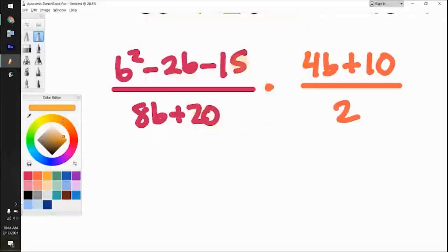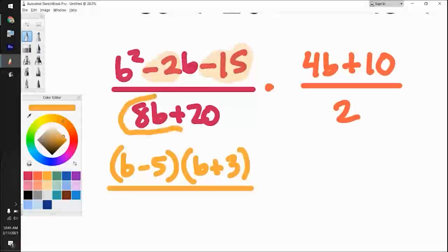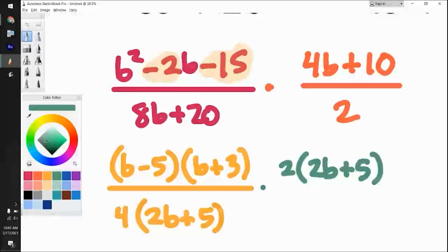You're thinking of two numbers that multiply to get negative 15 and add to get negative 2. So this is going to be negative 5 and positive 3. So b minus 5 and b plus 3. And then we're dividing this by this part right here, but you can actually factor a 4 out of there. So that's 2b plus 10, 5. That's embarrassing. Okay, and then over here, the 4b plus 10, you can factor out a 2 on this, and you get a 2b plus 5. And then we're dividing this by 2.